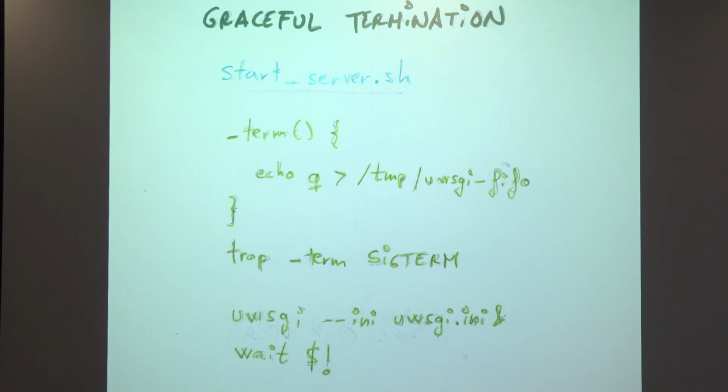So this is a snippet of the start server.sh. What it does is it defines a function which echoes Q to a uWSGI FIFO. The uWSGI FIFO is a special file that you can send commands to uWSGI. Q means gracefully terminate. Then you trap the signal SIGTERM. Then you start uWSGI, and then you wait until uWSGI ends. That wait basically means, hey, you have started uWSGI as a background process, wait until it is killed.